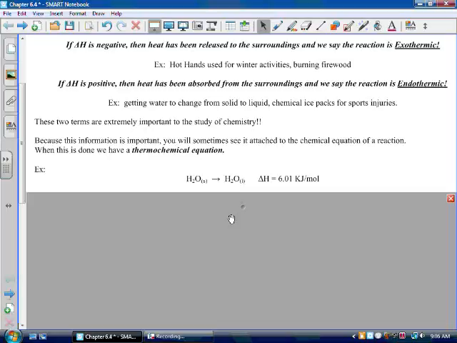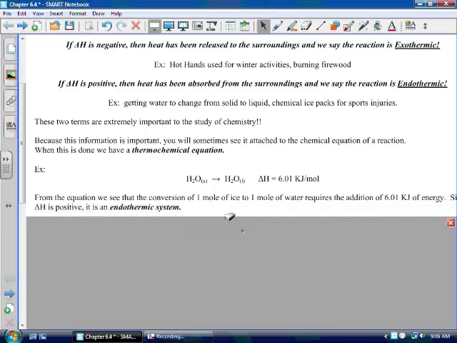Now, looking at that, we can also relate it stoichiometrically to the system. From the equation, we see that the conversion of 1 mole of ice to 1 mole of water requires the addition of 6.01 kilojoules of energy. Since delta H is positive, again, we know it's an endothermic system. Now, the 1 I'm getting is coming from the coefficients in front. So those coefficients are stoichiometrically related to the energy involved, and we will see in a few minutes how we use that.